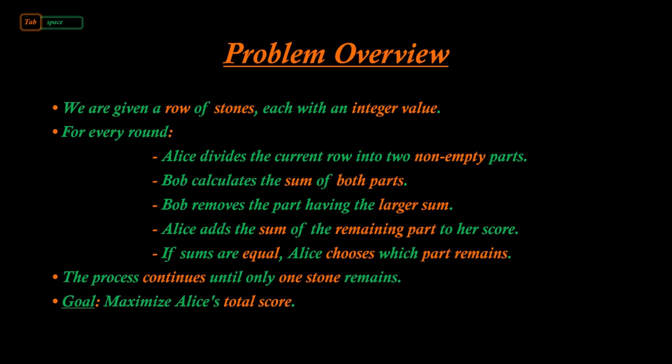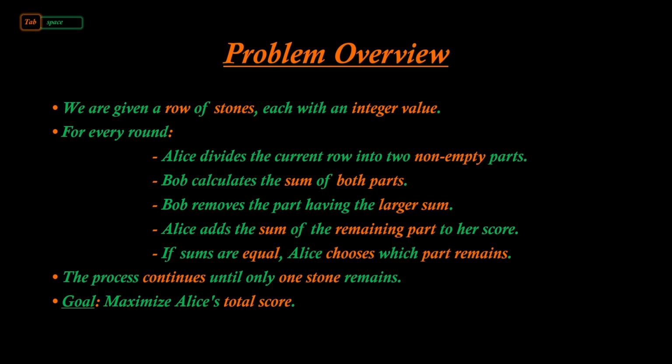Let's first understand exactly what happens during the game. We have a row of stones and every stone has an associated integer value. During each round, Alice must divide the current row into two non-empty parts. Bob then calculates the sum of the values in both parts. The important rule is that Bob removes the part with the larger sum. Alice receives the sum of the part that remains.